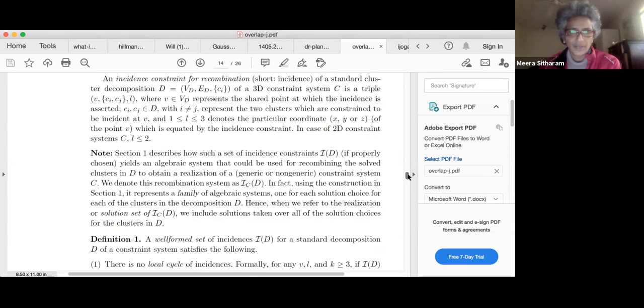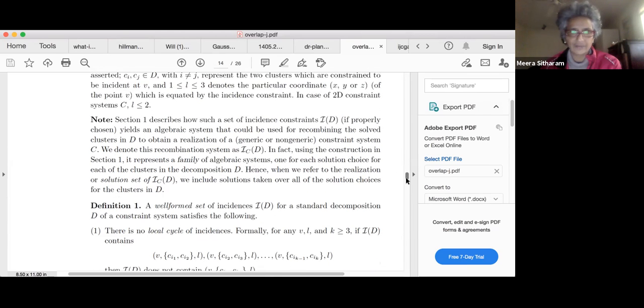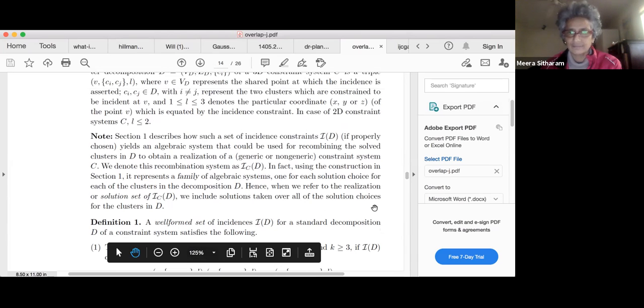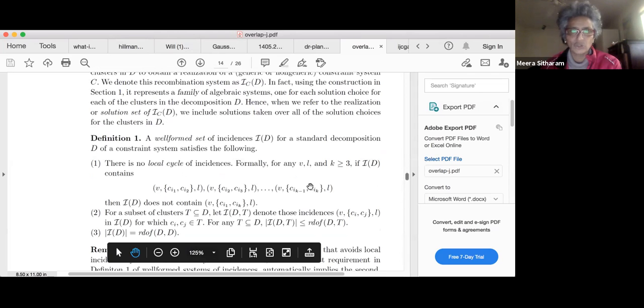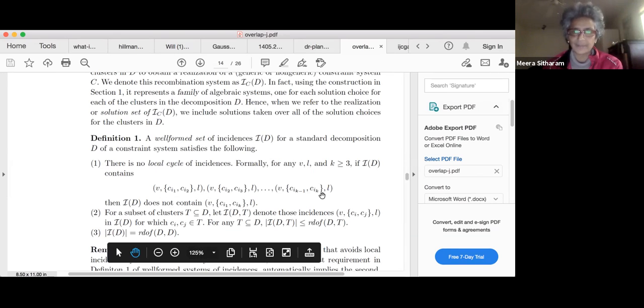It has no local cycle of incidences. So for any V, L and k greater than or equal to 3, the set of incidences that we have in the system is what we call I. No local cycle: if you have V followed by C_i1, C_i2, L, and then V, C_i1, C_i2, C_i3, L, et cetera, that clearly creates a local cycle of incidences. If all of these are there, then we don't want to have an incidence between the first one and the last one.